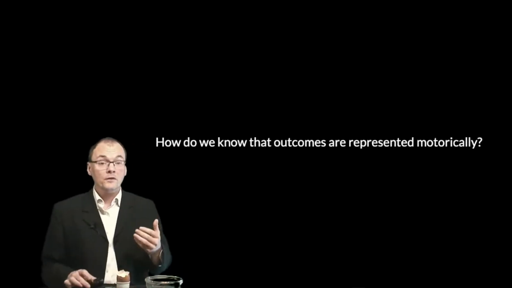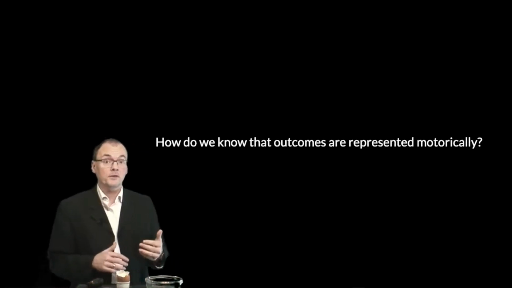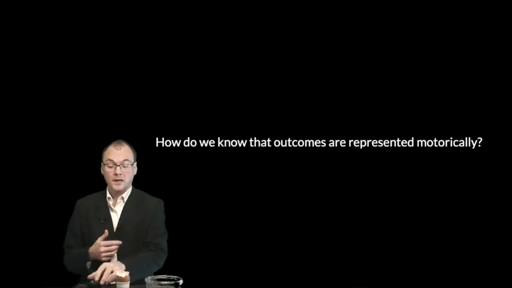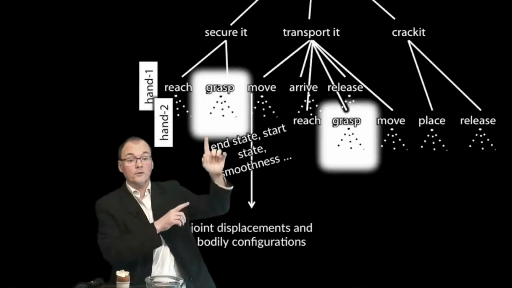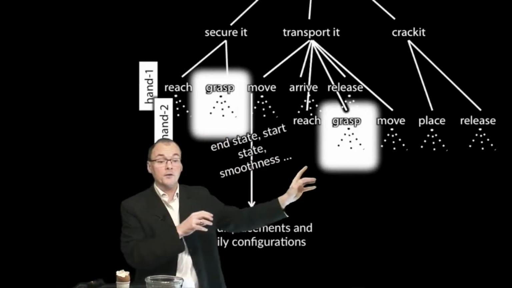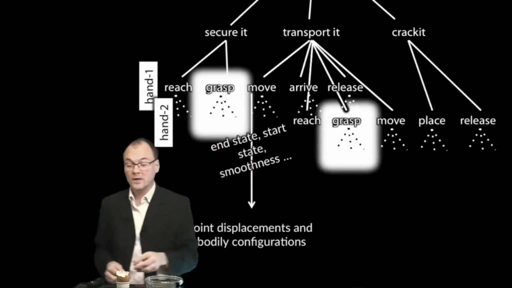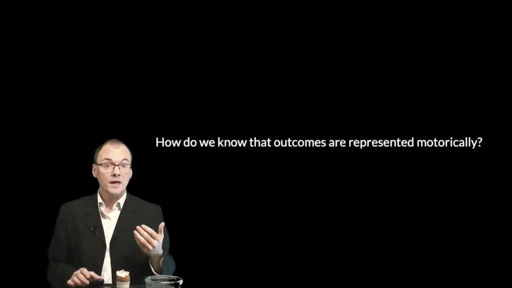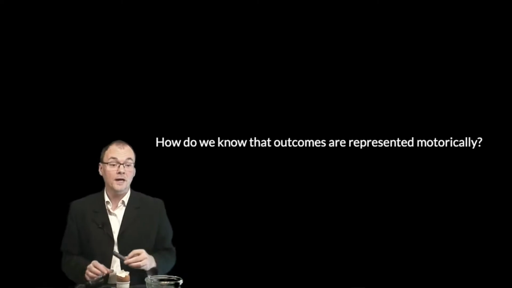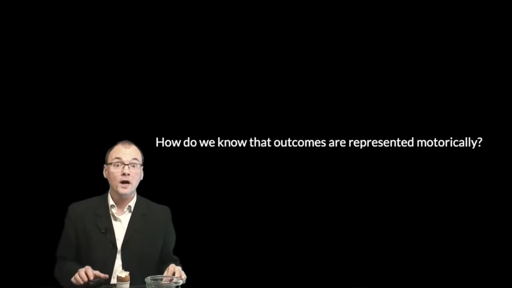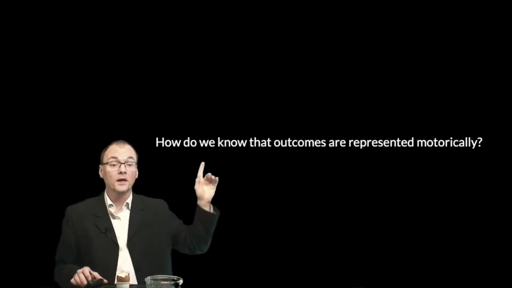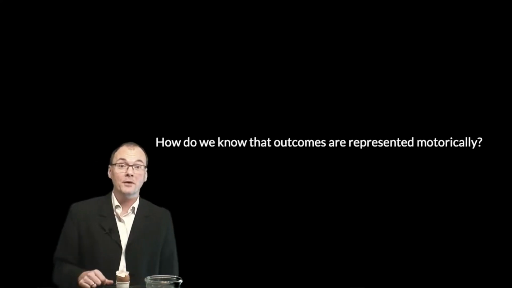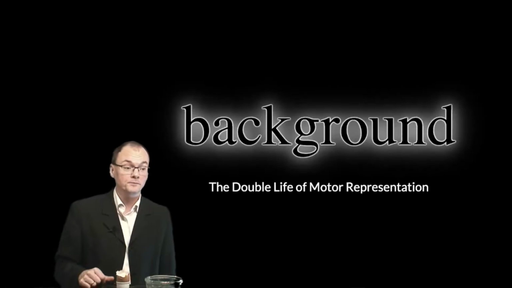So there's good reason to think that outcomes must be represented motorically, given what we know about the role of motor processes in planning. You can't do the coordination of the grasping with one hand and the grasping of the other hand without representing the outcomes motorically. But it would be nice if we had some more direct evidence, perhaps, that outcomes are represented motorically. So this is a good question. How do we know that those outcomes are represented motorically?